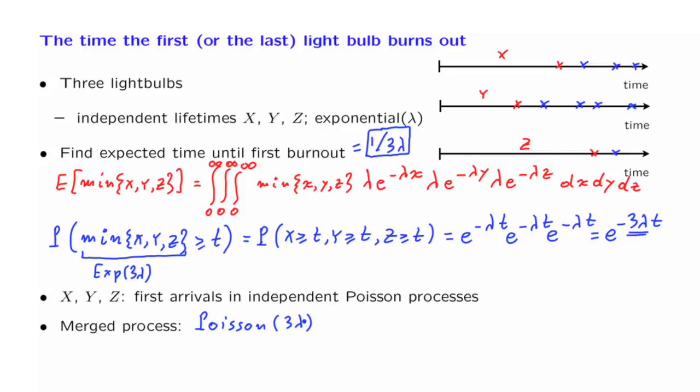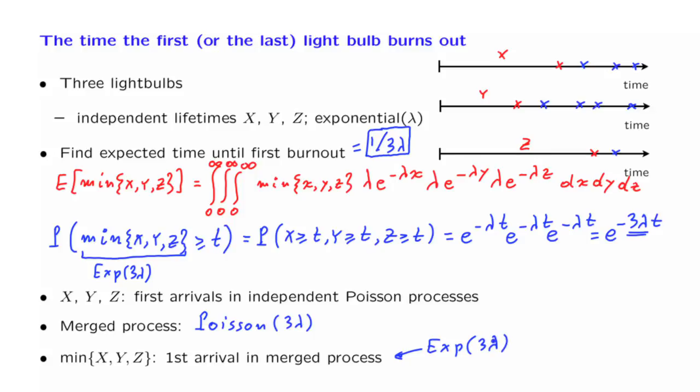Now, how can we interpret the random variable of interest, the first burnout time, in terms of the merged process? The merged process has an arrival whenever one of those three processes has an arrival. The first arrival in the merged process will happen the first time that one of these three processes is going to have an arrival. Therefore, we can interpret the random variable of interest, the first burnout time, as the first arrival time in the merged process. But now the merged process is Poisson with parameter 3 lambda. Therefore, this random variable is going to be an exponential random variable with parameter 3 lambda.